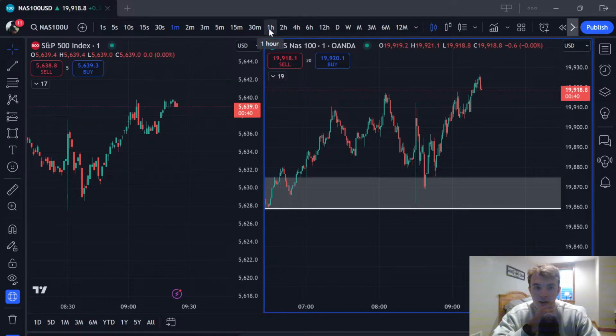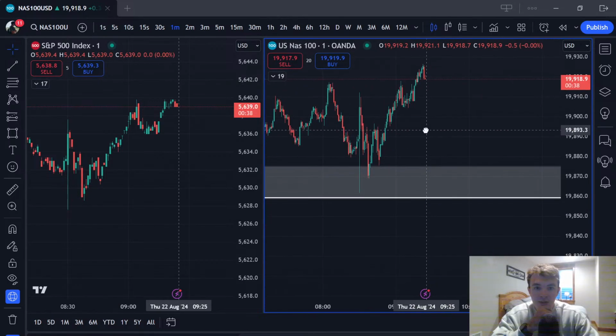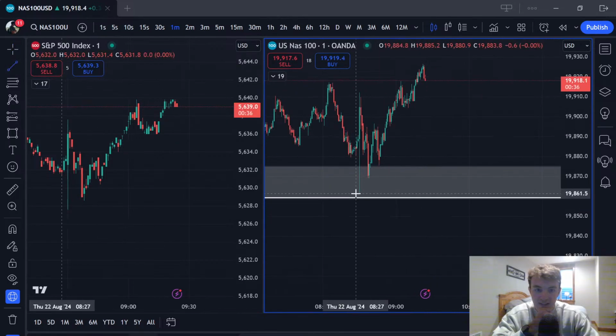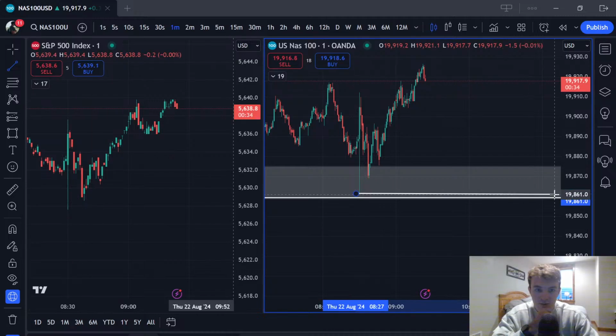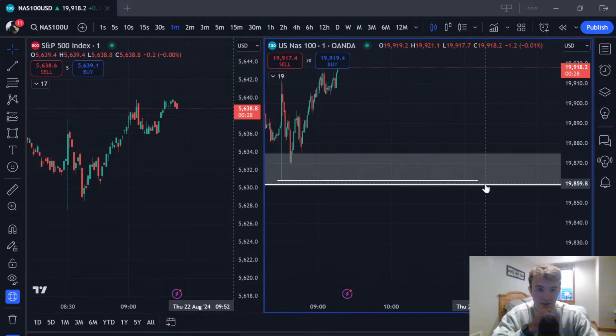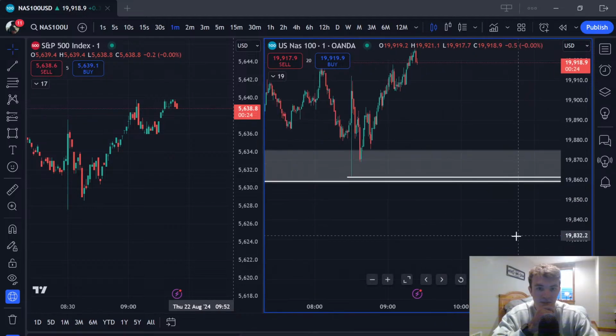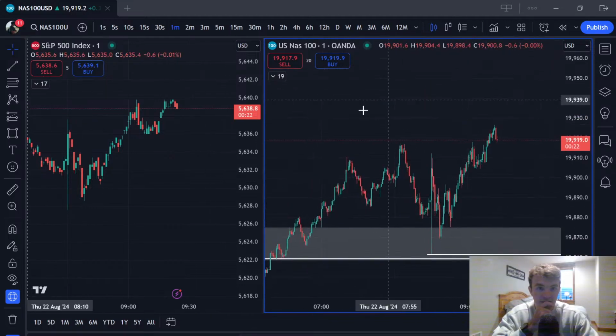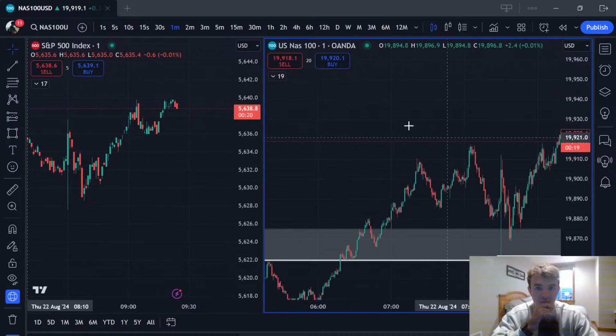Something that I'm noticing is this is a data low. So I could definitely expect price to come back and take out this data low at some point. Does it have to right away? No, because the market maker buy model, it might keep going up.